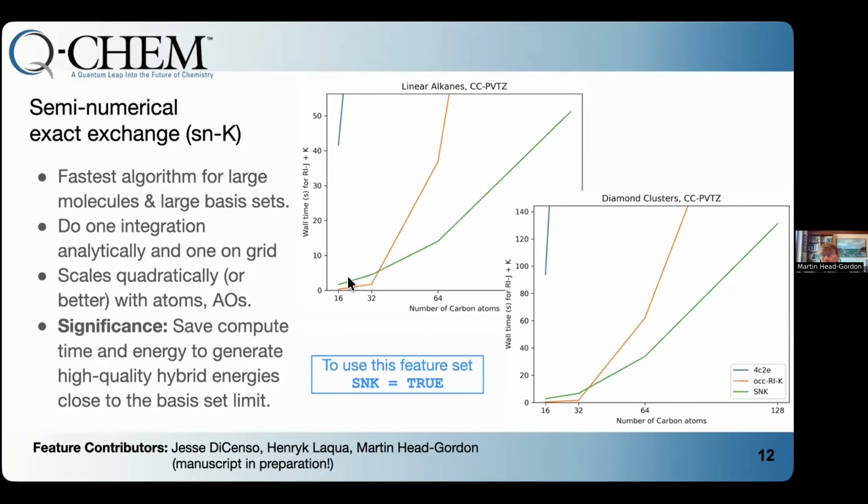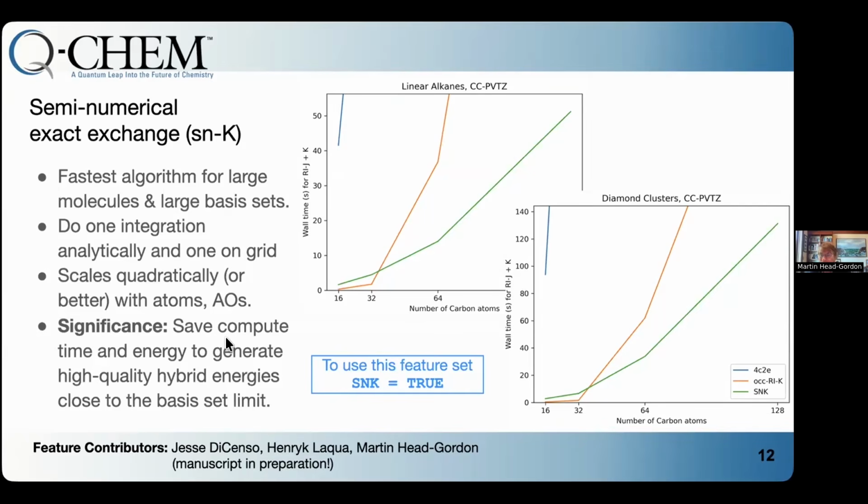And you can see the enormous speed ups in cc-pVTZ for alkanes and diamond chunks by using resolution of the identity. Then you see something else, which is as the molecule size gets big, resolution of the identity methods scale as the 4th power of system size. The semi-numerical approach to exact exchange scales only quadratically in the limit. And so once you get above about 50 carbon atoms in a pretty good sized basis, semi-numerical exact exchange is what you want to run, and it enables big molecule DFT calculations in the big basis sets that are necessary for high accuracy.